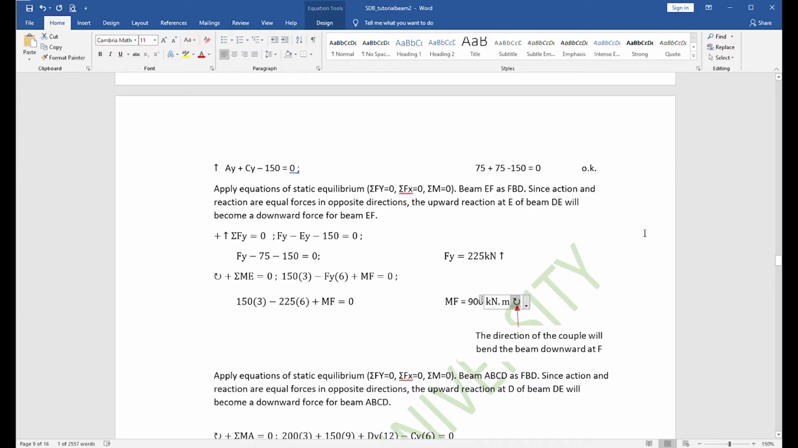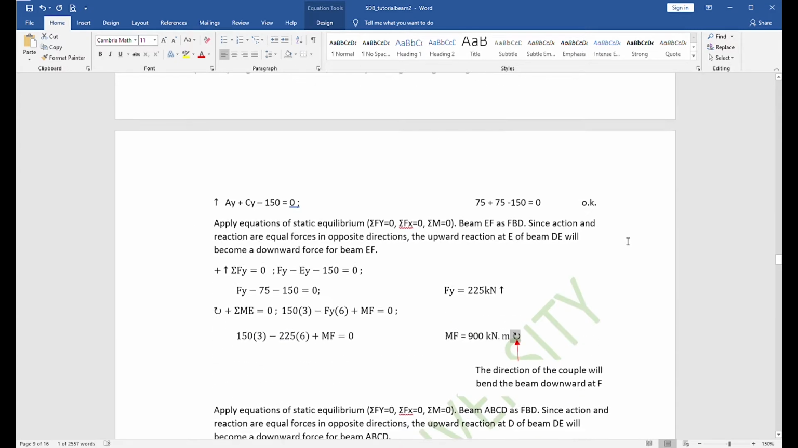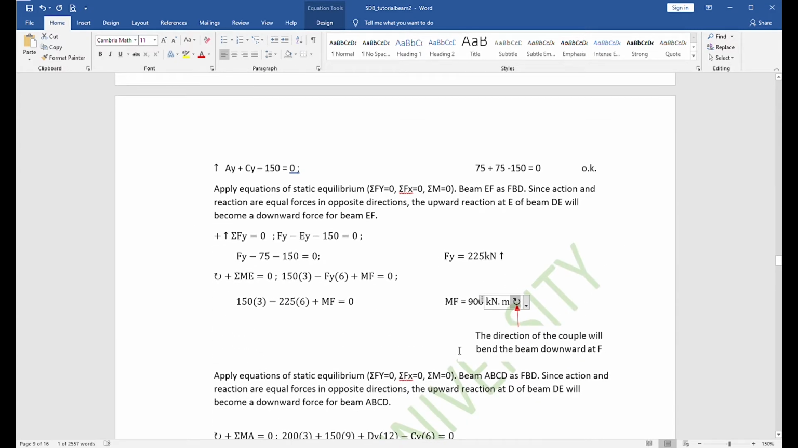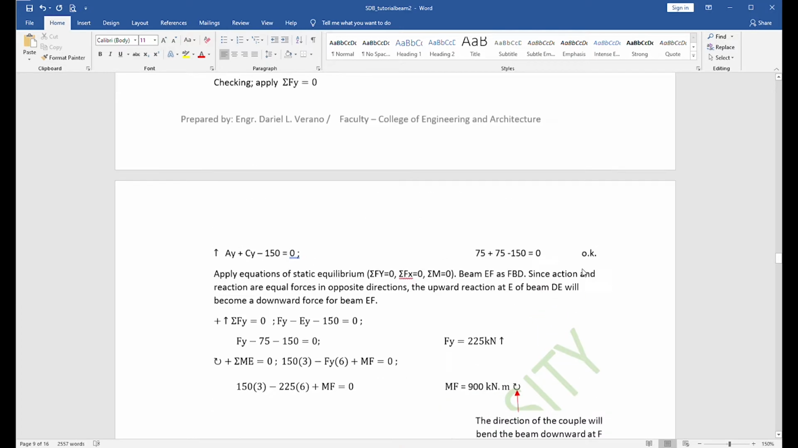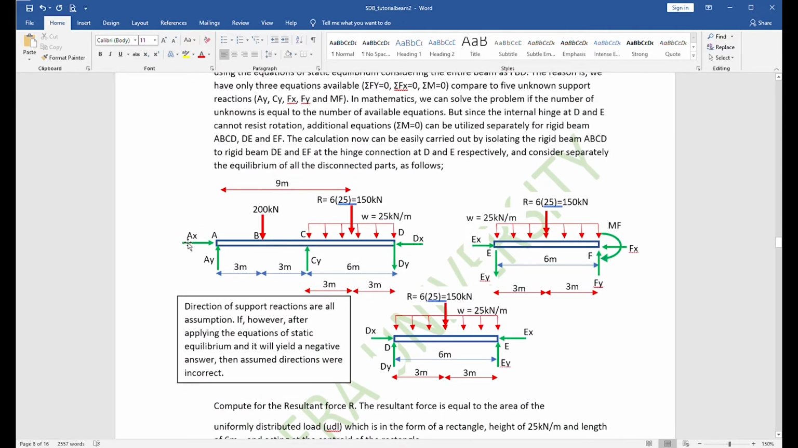So, it will bend the beam at point F in a downward direction. So, ito yung ibig sabihin ng clockwise moment dyan. Okay, so we can apply equations of static equilibrium to segment ABCD or free body diagram ABCD, to solve for the remaining support reactions AY and CY.